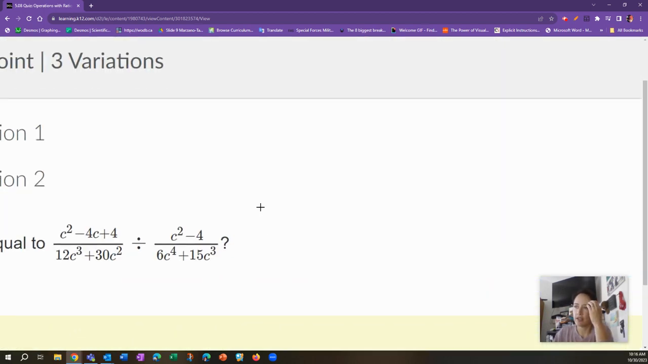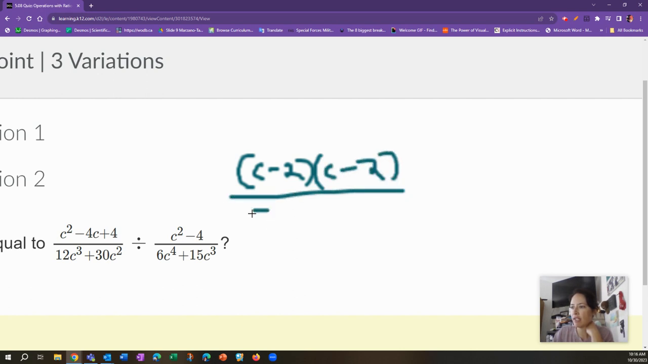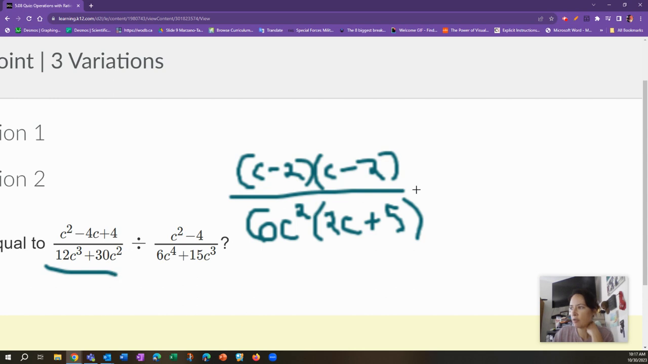Okay, so the change part is we're going to change to multiplication. So remember we had our c minus 2, c minus 2, which you could write as c minus 2 squared. I'm just going to leave it like this, and then we have 6c squared times 2c plus 5. Okay, that's our dividend. That's this, it's just factored. I'm going to change this to multiplication. I'm going to flip this, but I'm going to factor it.